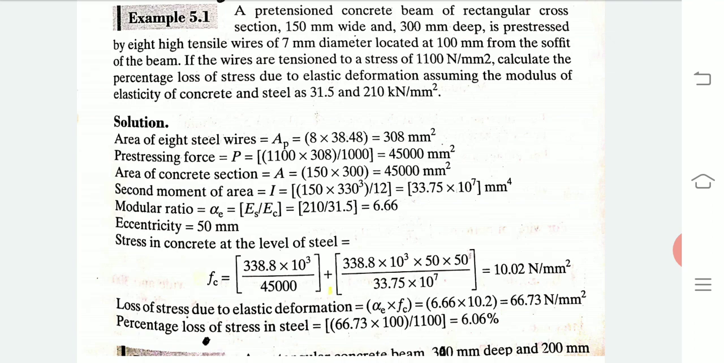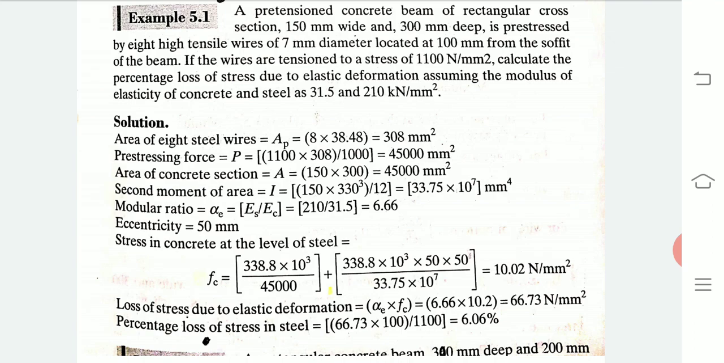Now here the answer which is shown is wrong. The actual answer is 338.8 into 10 raised to 3 kilonewton. Again I am repeating, the value of P is 338.8 into 10 raised to 3 kilonewton. While solving this example in your notebooks, please make that correction.